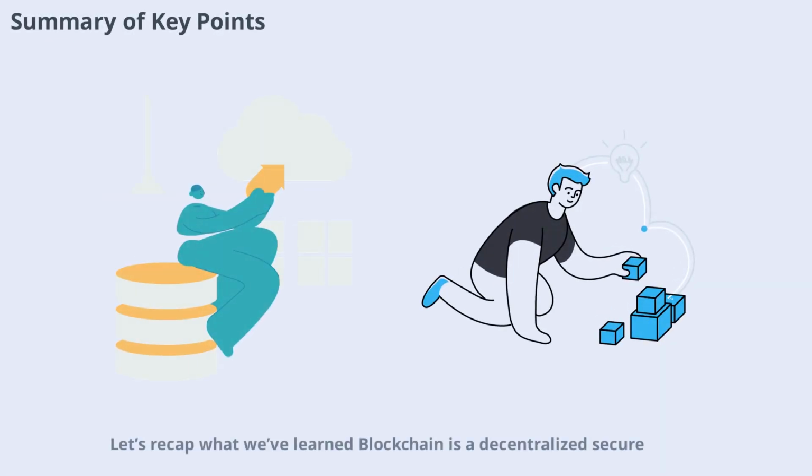Let's recap what we've learned. Blockchain is a decentralized, secure, and transparent digital ledger with applications far beyond cryptocurrency. Its core features, immutability, consensus, and smart contracts, are transforming industries. While challenges remain, ongoing innovation is paving the way for a more trustworthy and efficient digital future.